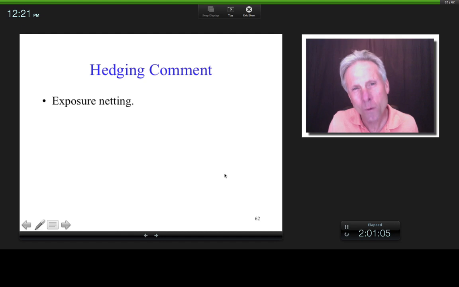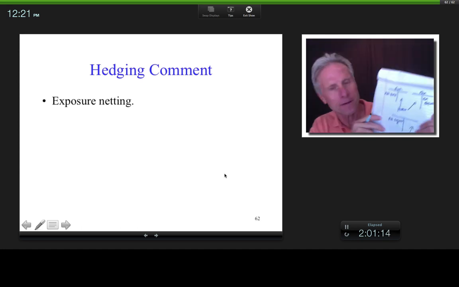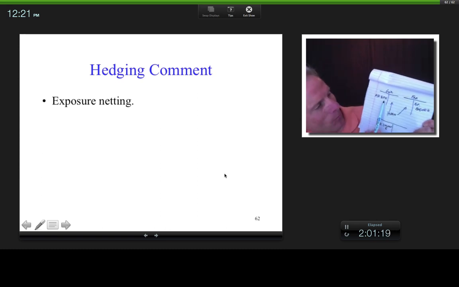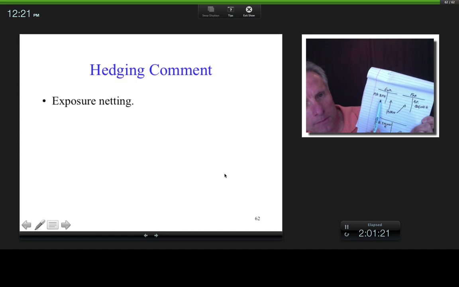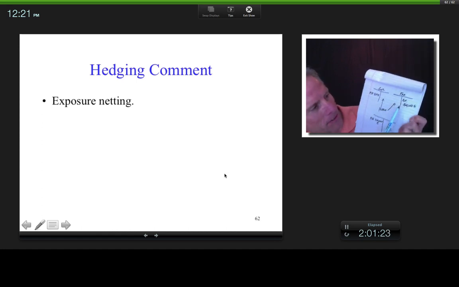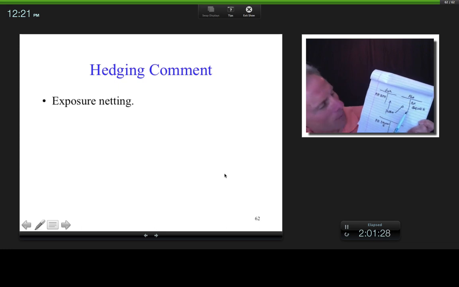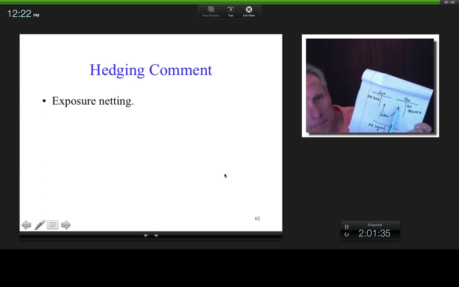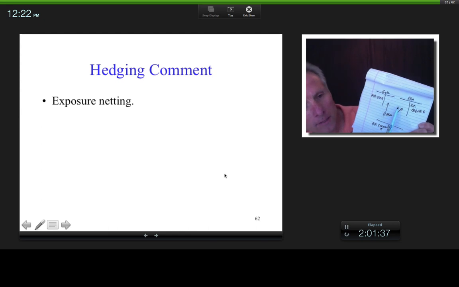All right, so there's one last thing I want to bring up, and that's exposure netting. And let me bring it up with an example. Okay, imagine I'm an American firm. I have operations in Germany, where I have an accounts receivable of €1 million, and I have operations in France, where I have an accounts payable of €800,000. Now, if I wanted to, could I create a €1 million hedge here and a €800,000 hedge right there? I could, right? Sure, I could do that.